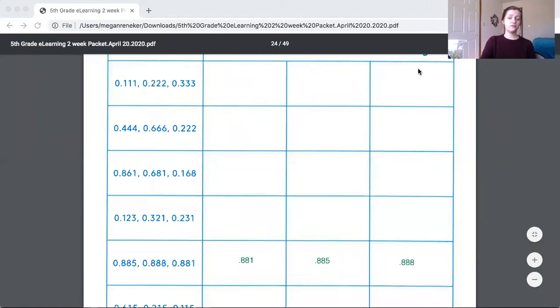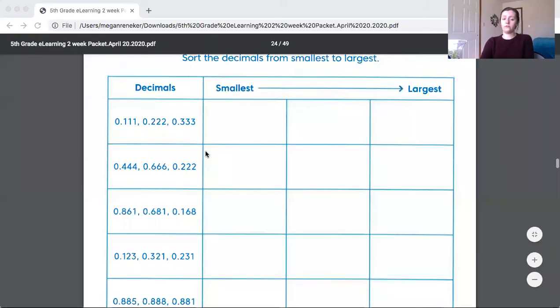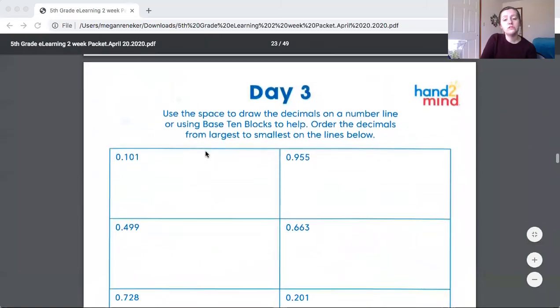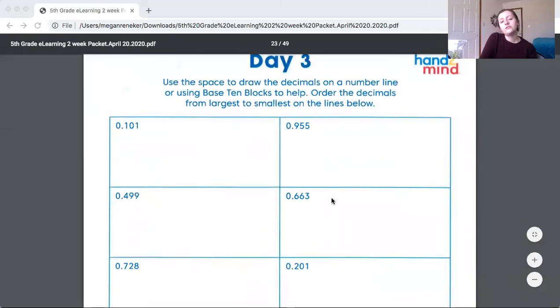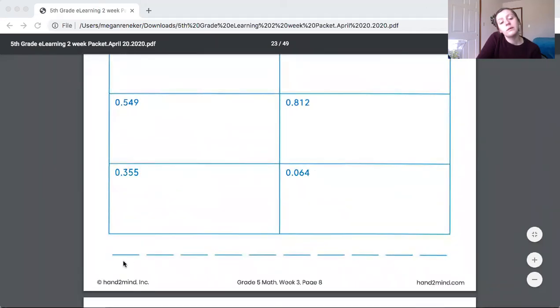It's the same procedure for when you have more than that. So if you go back up to day 3, I know that it says use the space to draw decimals on a number line or base 10 blocks, which I said at the beginning of the video we did yesterday. If you feel more comfortable using this method though, then by all means go for it. I personally think it's easier. So if you understand that better, I'm okay with that. But what you're doing is you're comparing these and then writing them from least to greatest down here, your least over here and your greatest down here.